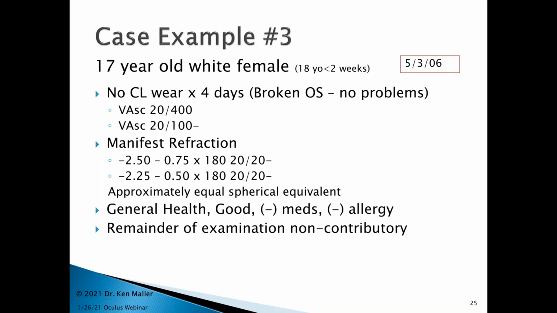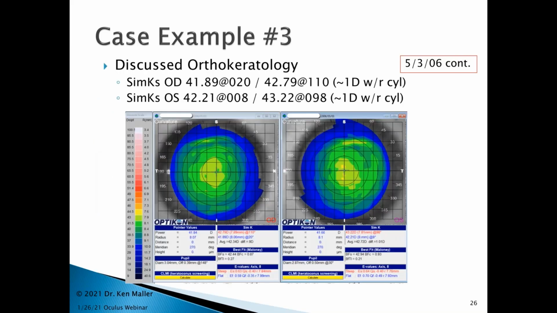Again, nothing unusual as far as the meds, and the remainder of the examination was non-contributory, and she really hasn't had any myopic progression either. So, we discussed Ortho-K as an option to her gas perm wear, since she already broke her one lens. You can see the sim Ks again, and now the left eye actually looks more boringly normal than it did originally when I originally fit her back in '05.